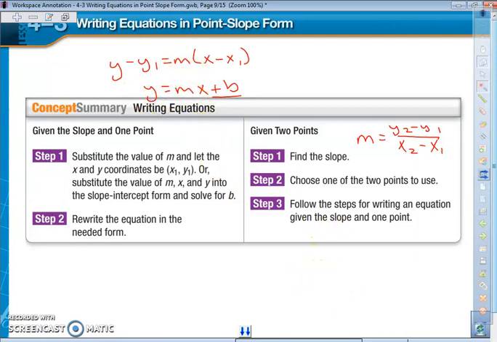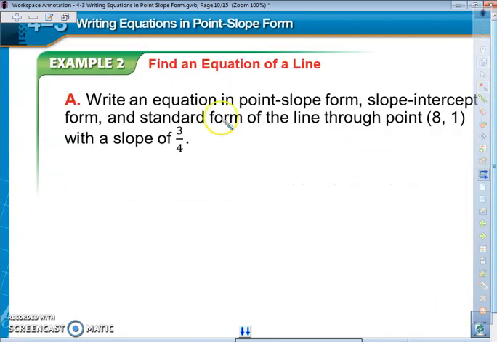Okay, so what we're trying to do is we're trying to get good enough to where we can write an equation in point-slope form, slope-intercept form, and standard form for this line that goes through (8, 1) with a slope of 3/4.